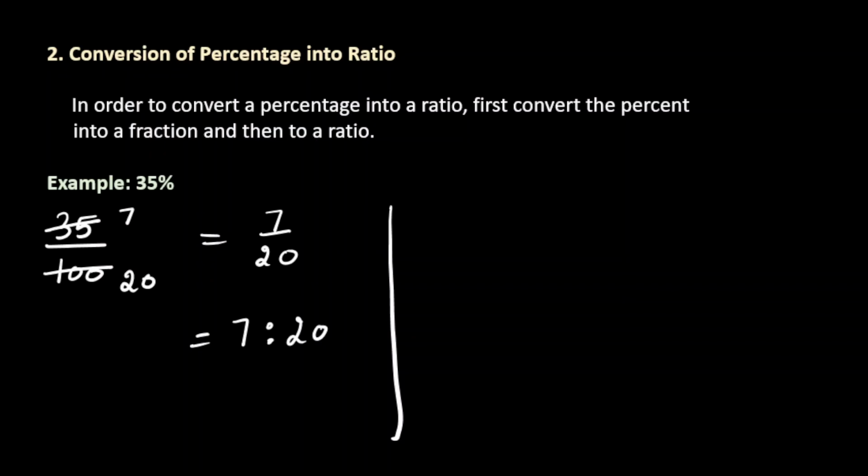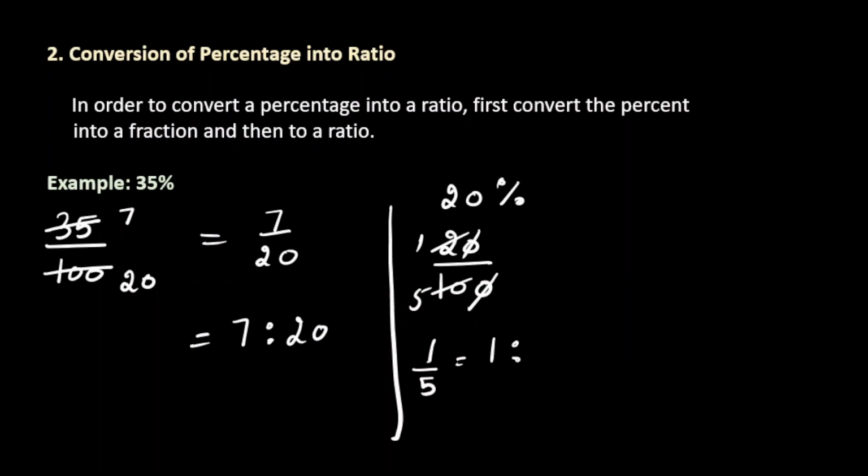Now let's do one more. Let's say 20%. We have to drop the percent sign and divide by 100. Whenever we are removing the percent, we'll divide by 100. Now the zeros will get cancelled, 2 into 1, 2 into 5. So 1 by 5 we can write as 1 is to 5. So this percentage we converted into ratio.